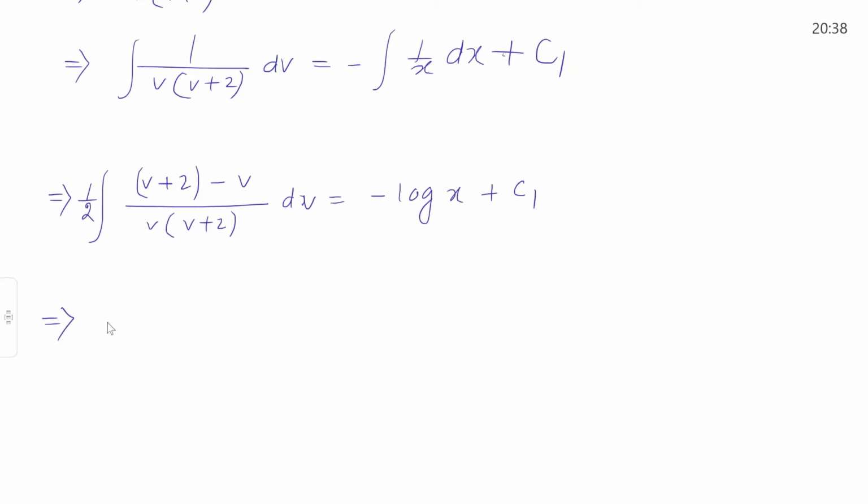This implies minus half, sorry, not half of, separate the integral. The v plus 2 cancels, it is 1 by v dv minus half, here also there will be integration, 1 by v plus 2 dv, is equal to minus of log v plus c1.